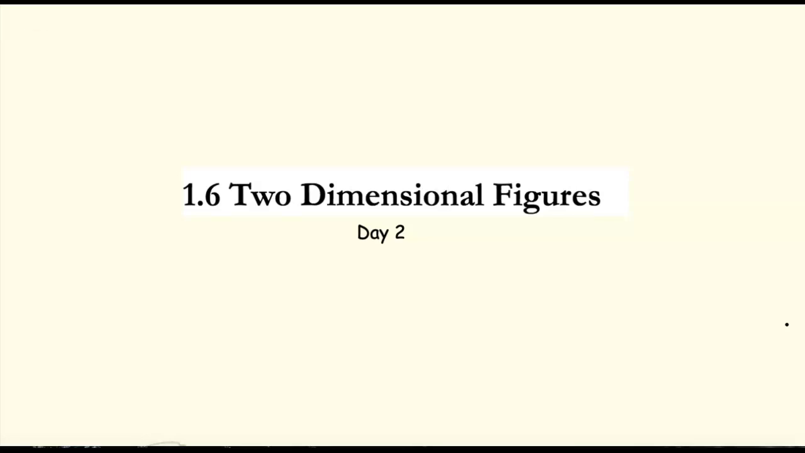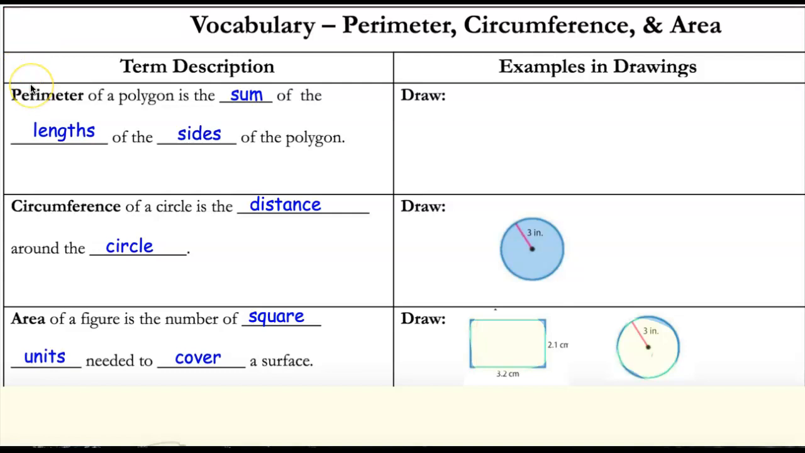All right, we're into the last topic of chapter 1. This is two-dimensional figures, day 2. In this lesson, we're going to review a few formulas here. So we have perimeter, circumference, and area as our vocabulary words.